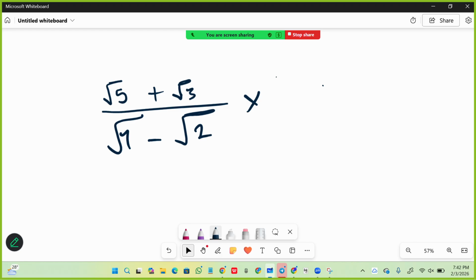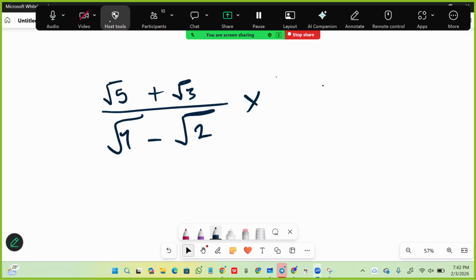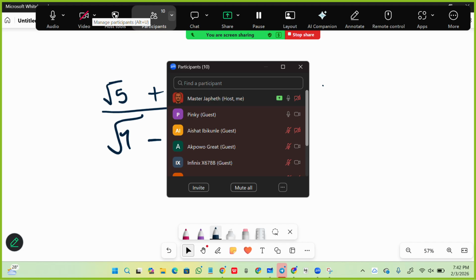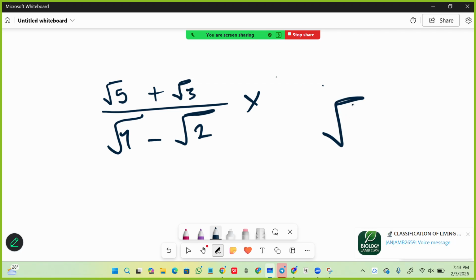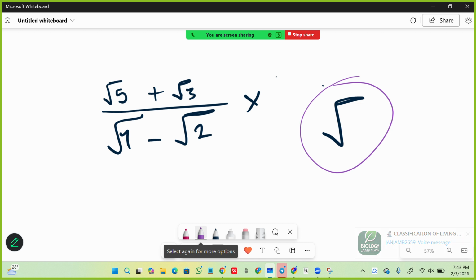Surd has one rule, just one simple rule. Don't let there be a surd at any time. This thing I just wrote is called a root. Don't let there be any time that there is a root at the denominator.